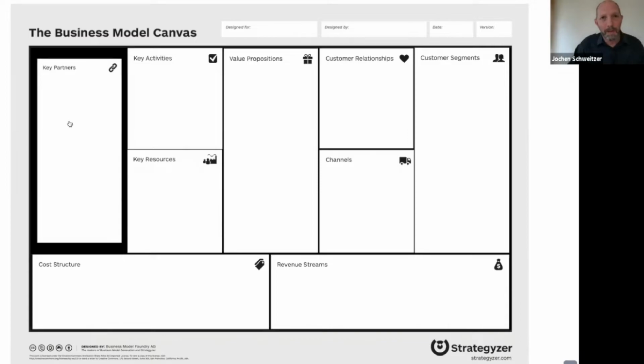The key partners here is a field or a box where we think about the key partners and associates that we leverage to deliver the value to our customers. So for many online businesses, that would be the provision of a payment service, PayPal, for example, or any banking partner that you leverage to manage the payment. You would list them here as a partner.